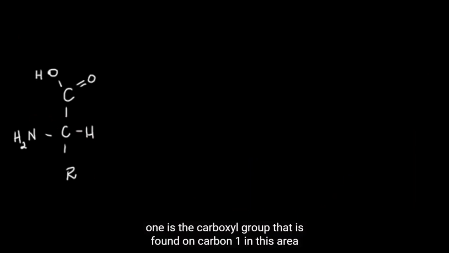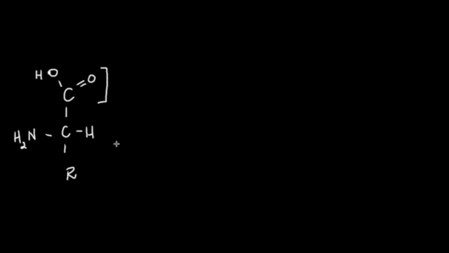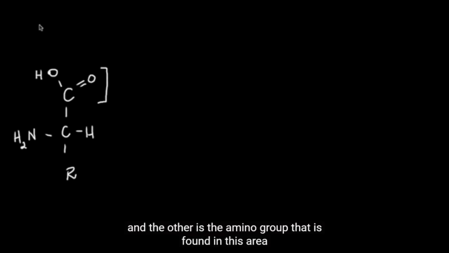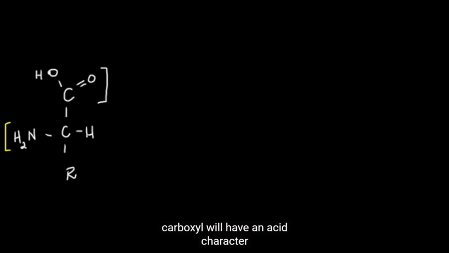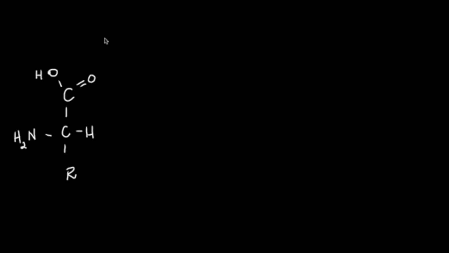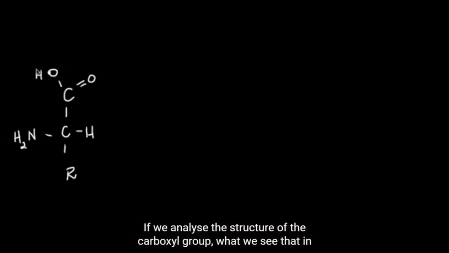Functional groups. One is the carboxyl group that is found on the carbon, one in this area, and the other is the amino group that is found in this area. The amino group will have what we call a basic character, and the carboxyl group will have an acidic character.